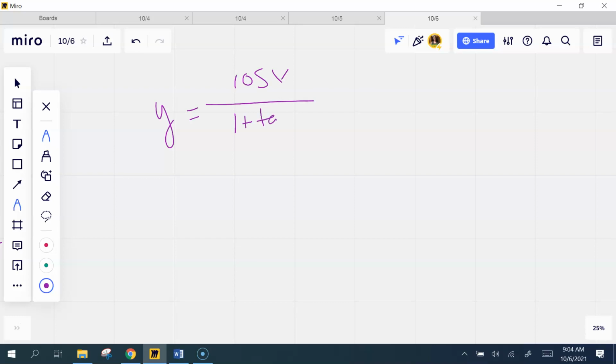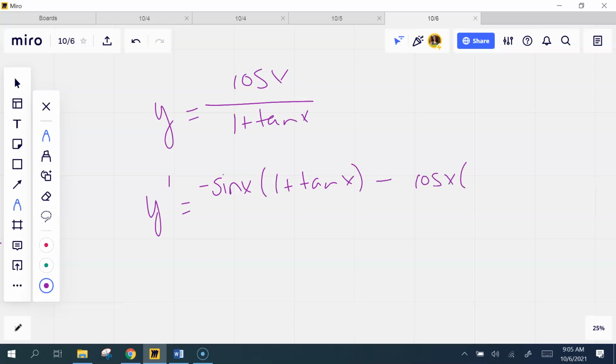1 plus tan x, and so the derivative here, we do the derivative of the top, which is negative sine, times the bottom, minus the top times derivative of the bottom, all over the bottom squared. I would have left it like that if it was me.